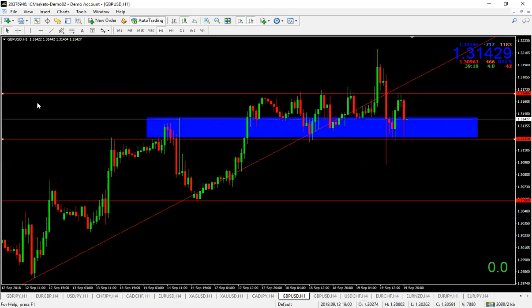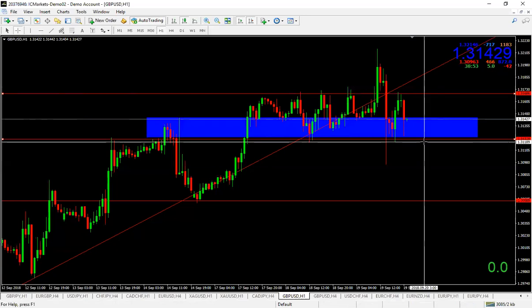Now, with the pound USD, a 20 pip move is not a difficult move. So this can actually happen. It can actually drop, and break and close below this line. So if it does close below this line, I might take a sell position.